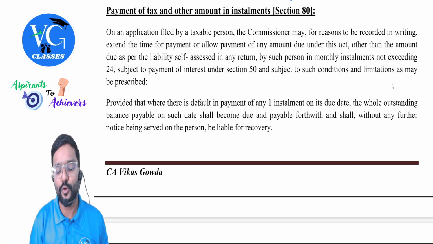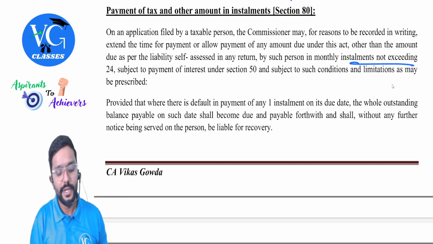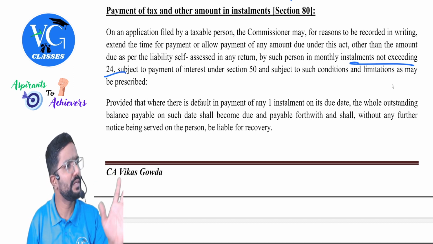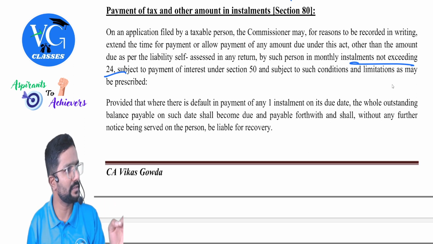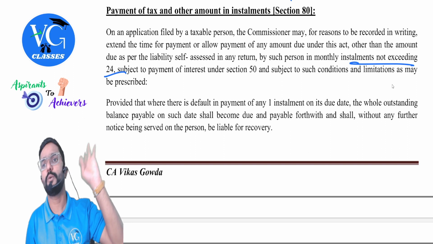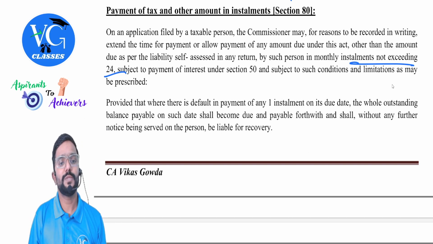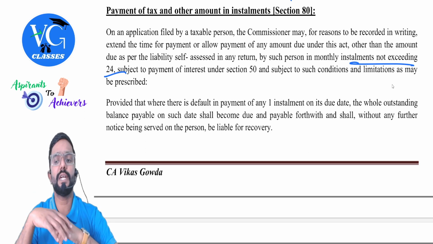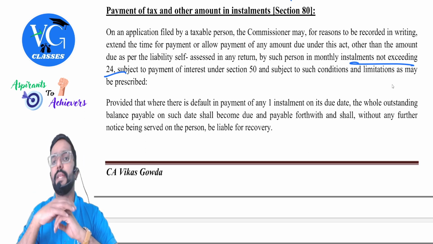Means maximum how many installments? 24. Less than 24 can be given. For example, can they give only 12 installments? Yes. Can they give only 18 installments? Yes. 24? Okay. Sir, 30? No, not possible. Maximum is 24. Subject to the payment of interest under section 50 and subject to such conditions and limitation as may be prescribed.